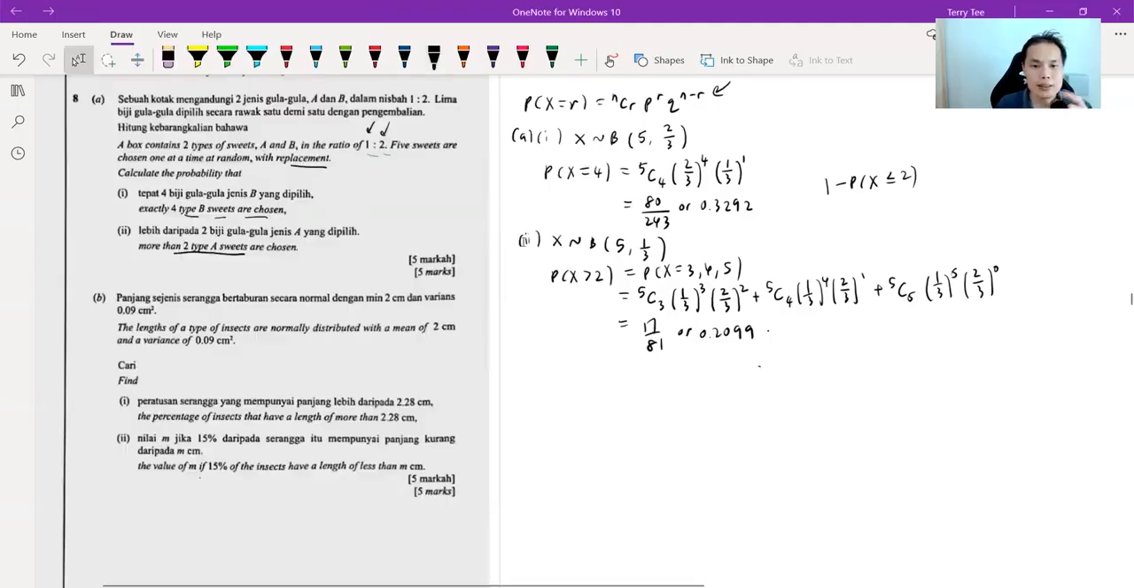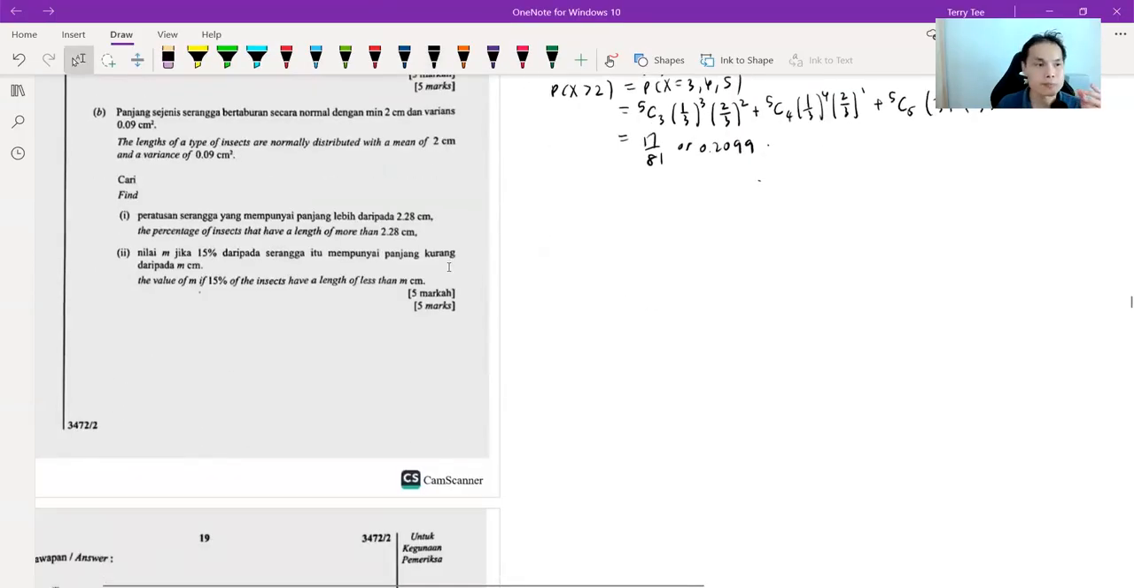That is the first part, binomial. The second part is a normal distribution. The length of a type of insect is normally distributed, with mean of 2 cm and variance of 0.09. Be careful, this is variance, not standard deviation. Mean is 2, variance is 0.09. Your standard deviation is the square root of your variance, which is 0.3.